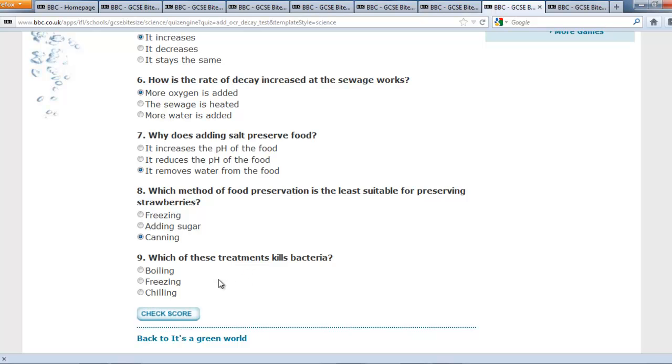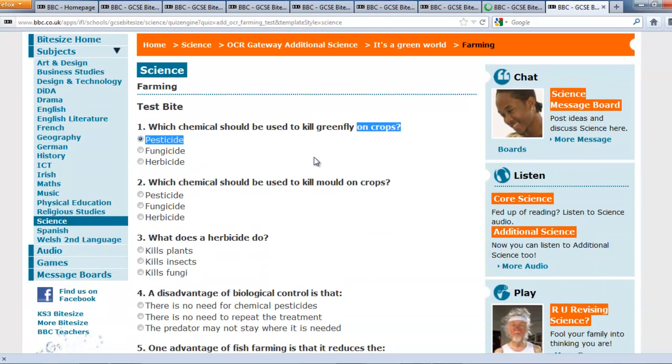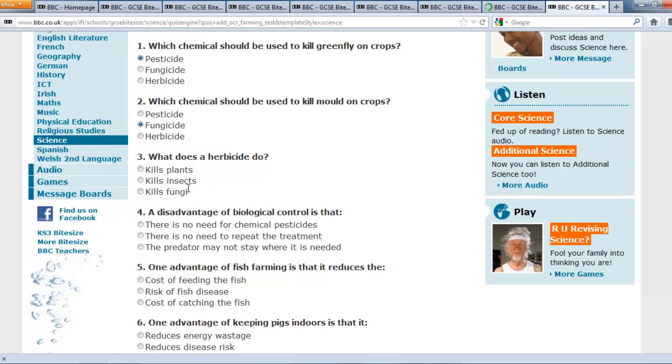Which of these treatments kill bacteria? Boiling. They denature. Denature what? Okay, next. Which chemical should be used to kill greenfly on crops? Pesticide. Which chemical should be used to kill molds on the crop? Fungicide. What does a herbicide do? It kills plants.